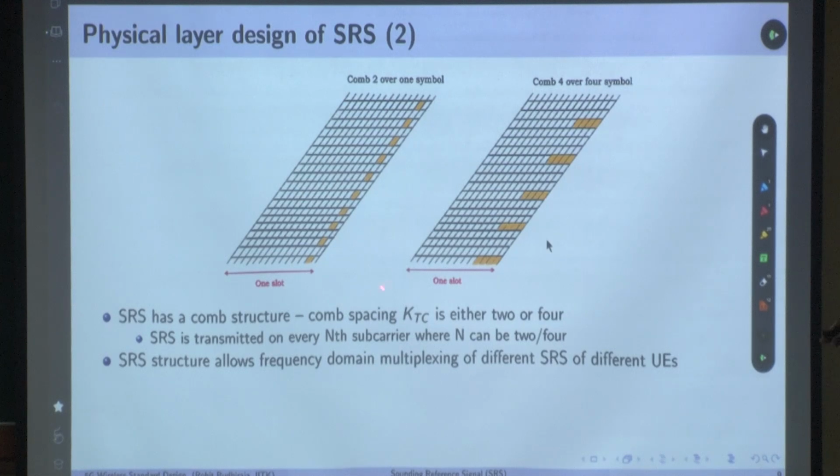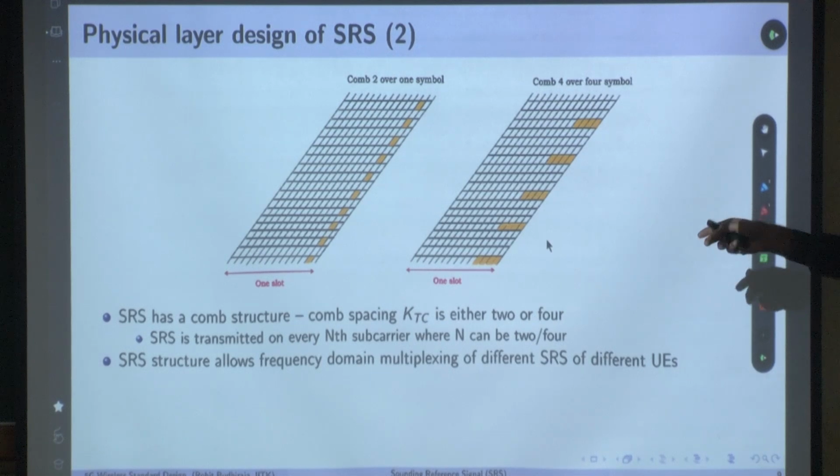Similarly for the second user, it will assign the other comb, which will be offset by one symbol. So it will be able to find out basically the complete channel, let's say 100 megahertz, just for an example, for different users. Now how many users can be multiplexed with this kind of comb structure? How many UEs can be simultaneously sounded out with this comb 2 over one symbol? Only 2. One will be assigned to UE1, and then the offset one will be assigned to UE2. Is this clear?